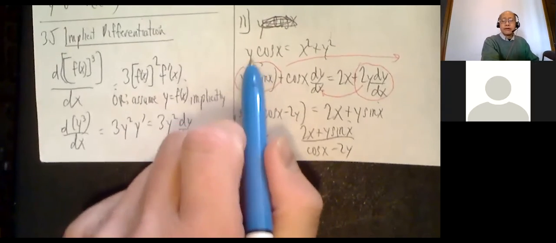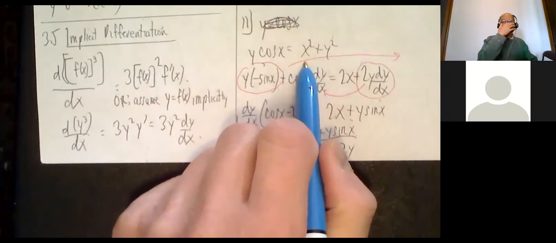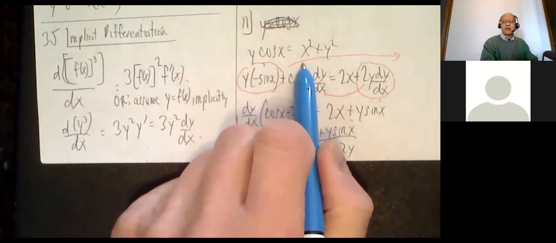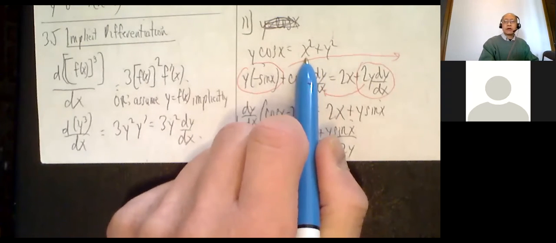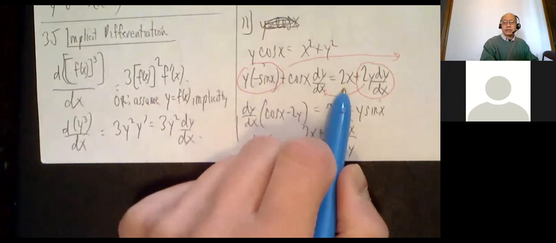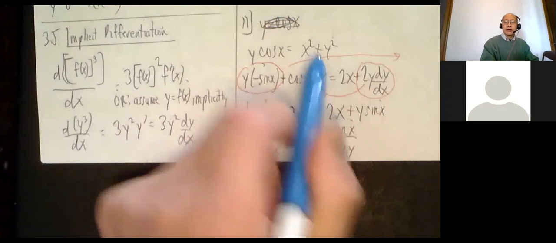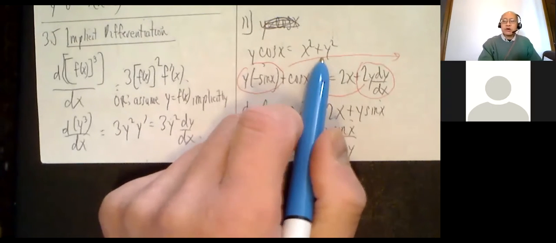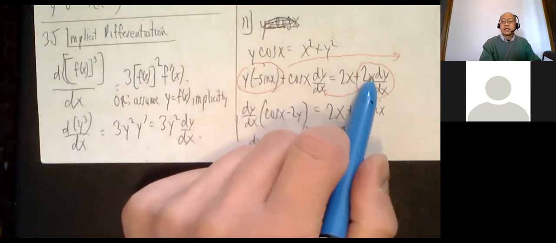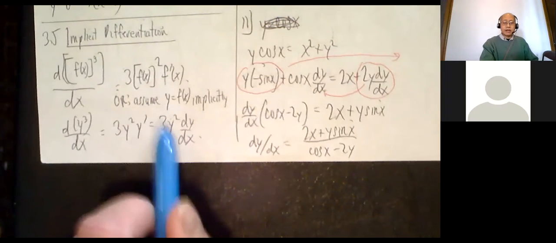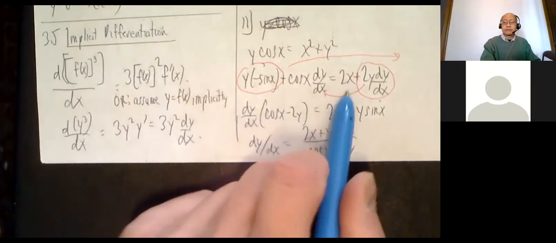All right, so the derivative of the left side is the derivative of the right side. Let me do the right side first because we've already seen that before. So on the right-hand side of the equal sign, what's the derivative of x squared? 2x plus. Now we know the way this game works. The derivative of y squared is not just 2y. It's 2y dy/dx. Same game as over here. It's part of the chain rule.